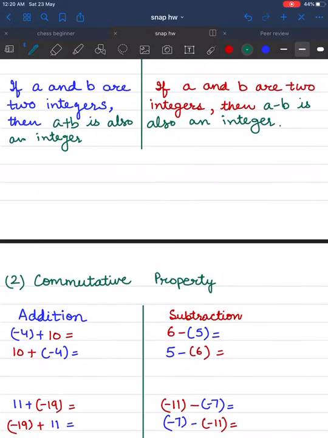Second is commutative property. Let's find out what happens if we change the order of integers. Now, first I am adding minus 4 and 10. I get 6. Then I change the order. Now I am adding 10 and minus 4. Again I get 6. So the sum remains the same.